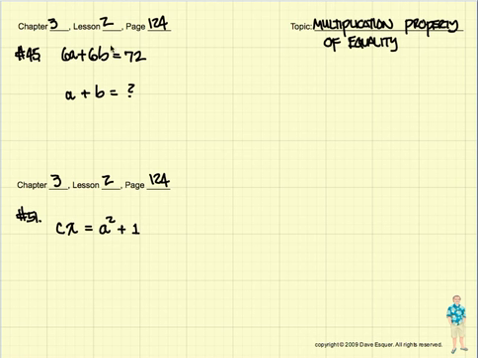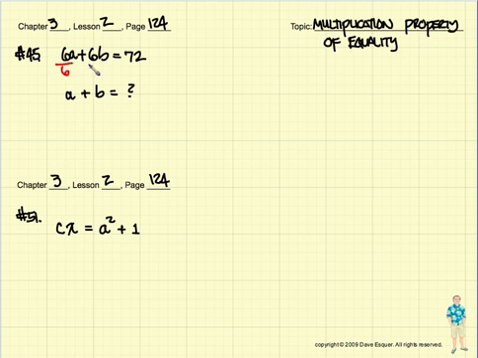Number 45 says 6a plus 6b is 72, and somehow we're going to get from that equation to this equation that has a plus b is equal to question mark, and we've got to figure out what this question mark is and kind of justify our answer. Staring at this for just a second, we have 6a, and yet that 6a became just an a. Somehow we got 6 times a, and we made that 6 disappear.